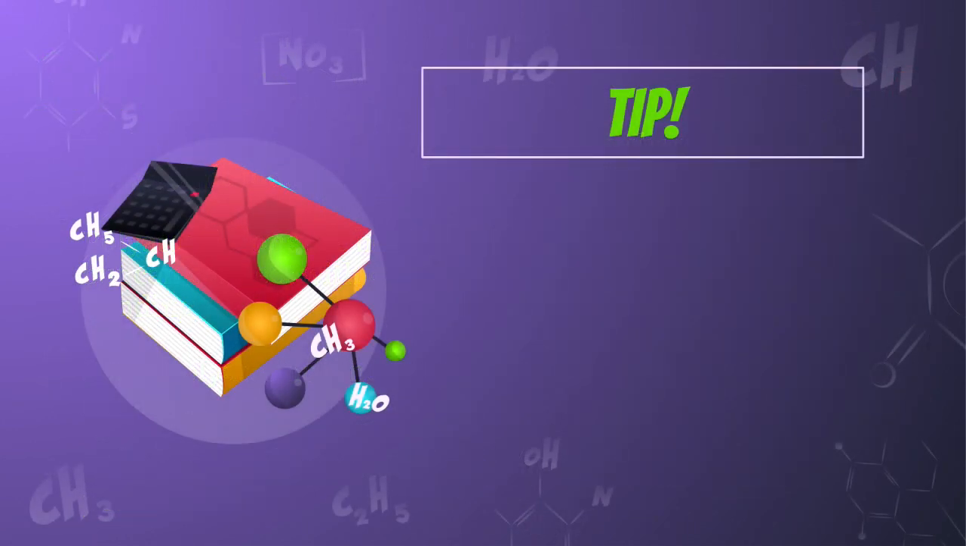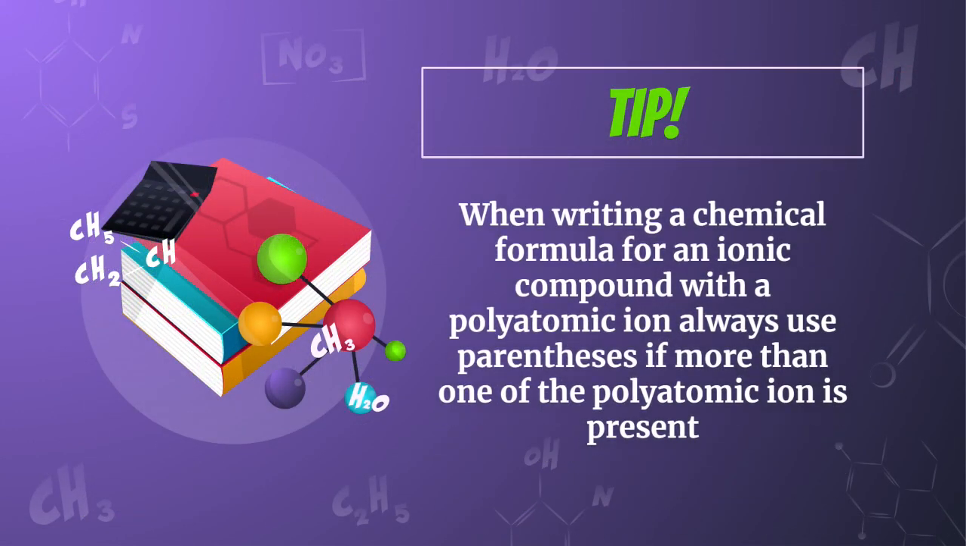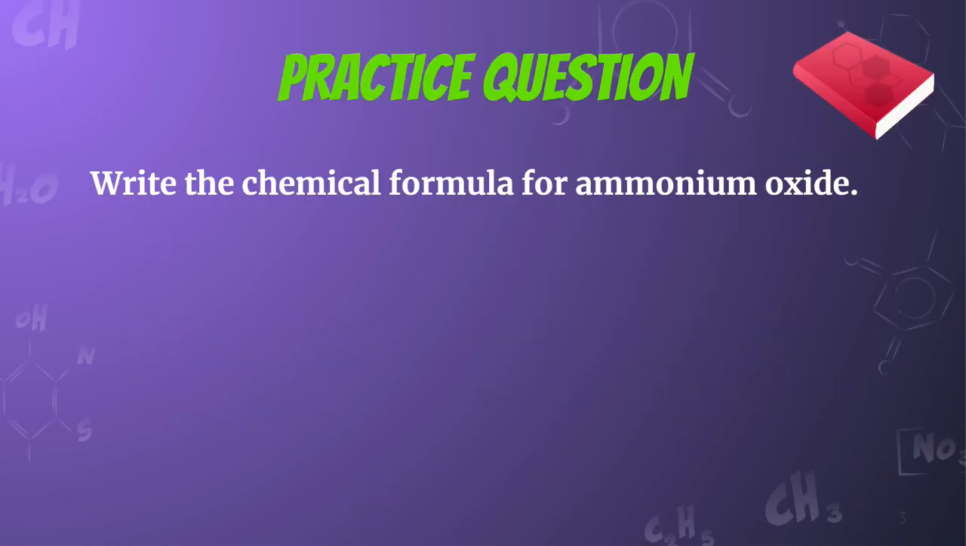Okay, a quick tip before we get into the practice problems. Remember that when you're writing a formula for an ionic compound that contains one of these polyatomic ions, always use parentheses around the formula of the polyatomic ion if there's more than one of them present. Practice question 1. Write the chemical formula for ammonium oxide. Pause the video here and try it out for yourself, then come back for the solution.